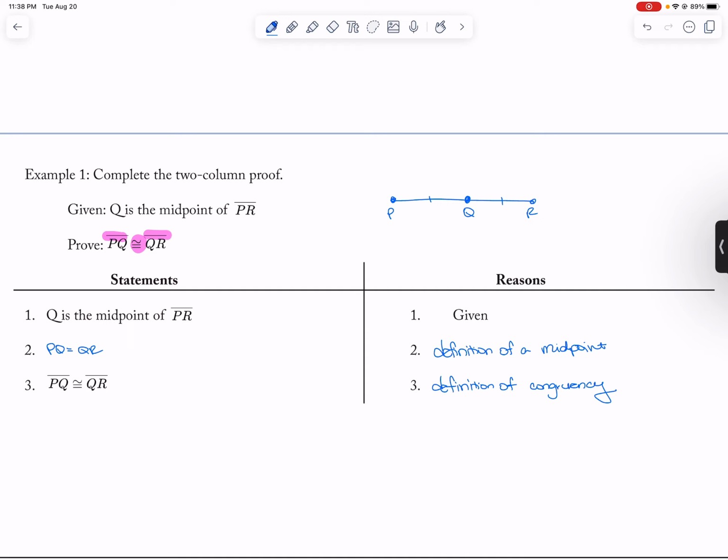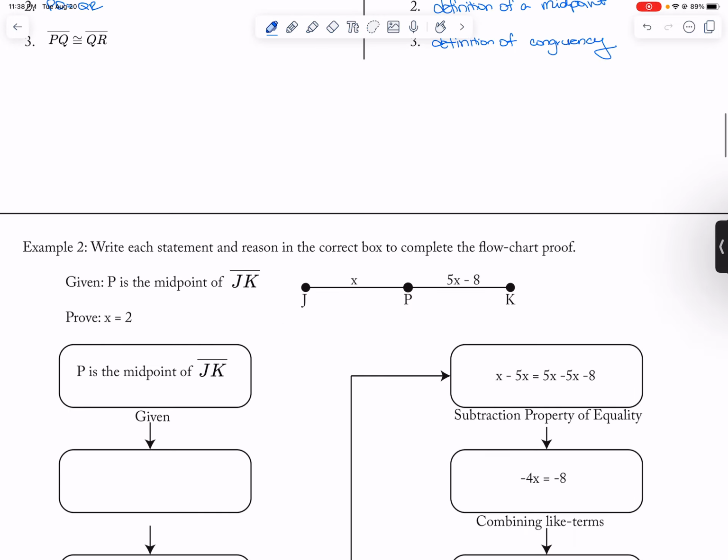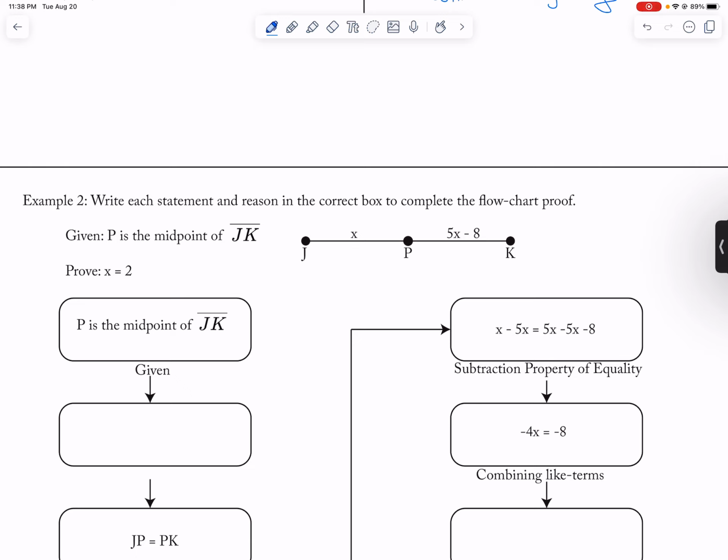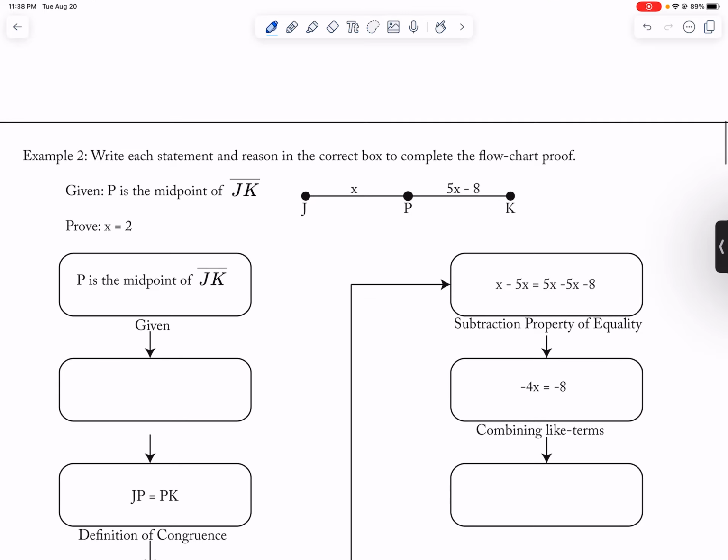And then there are different ways of proving. There are sometimes where I ask you to generate it all by yourself, and then there are multiple ways you can get to the same answer. Here I try to do a lot of what I call Swiss cheese proofs: fill in the holes, fill in the blanks to get where you need to go. Okay, so here I want to prove that x is equal to 2. The first thing is that P is the midpoint of J to K, and that's given. So if that's a midpoint, then that means that J to P and P to K are congruent.